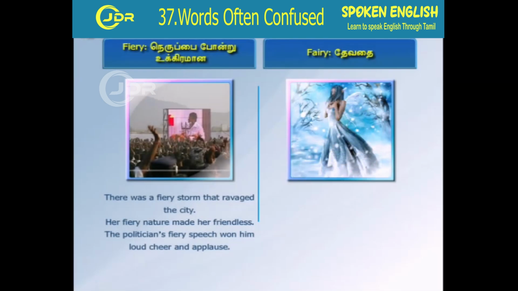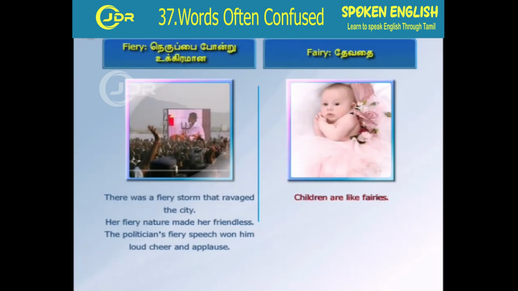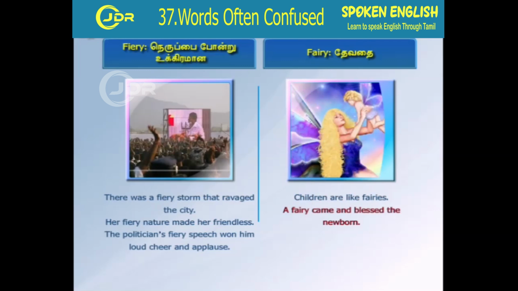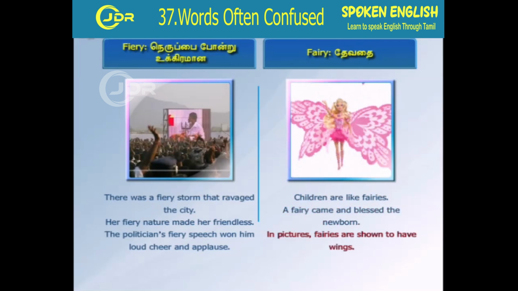Fairy. Devadai. Children are like fairies. A fairy came and blessed the newborn. In pictures, fairies are shown to have wings.